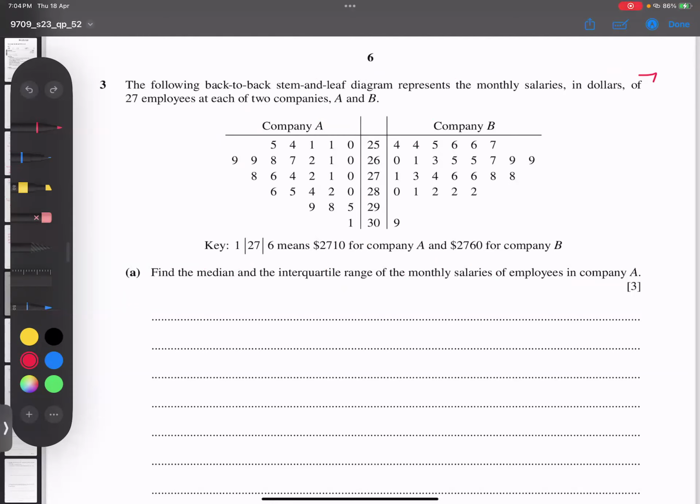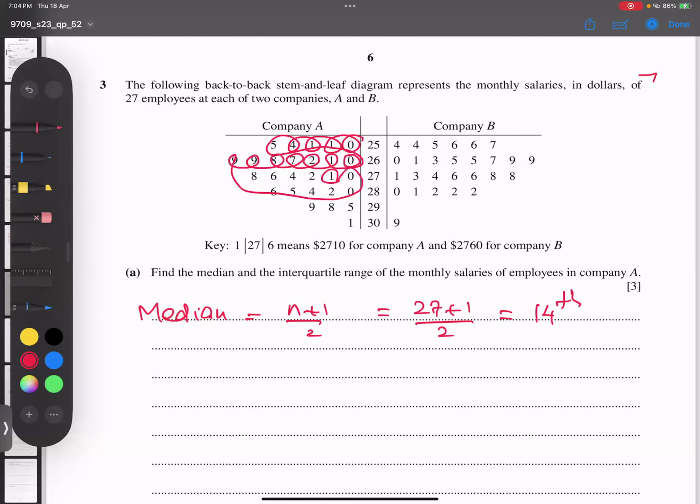So let's find the median. The median formula is (n plus 1) divided by 2. n is 27 employees, so 28 over 2, we get the 14th place. So count from here: 1, 2, 3, 4, 5, 6, 7, 8, 9, 10, 11, 12, 13, 14. So this is my number.